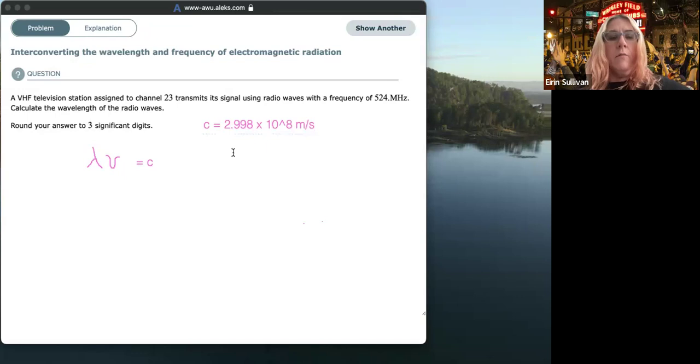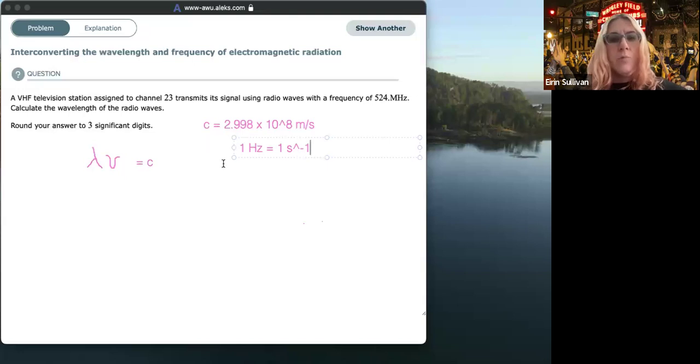Wavelength is a unit of length, so we'd expect wavelength to be in meters, and the SI unit of frequency is hertz, and 1 hertz is inverse seconds. So all you need to know is that you can write the equivalency of 1 hertz is 1 second to the -1, and you can use that to convert between seconds to the -1 and hertz.